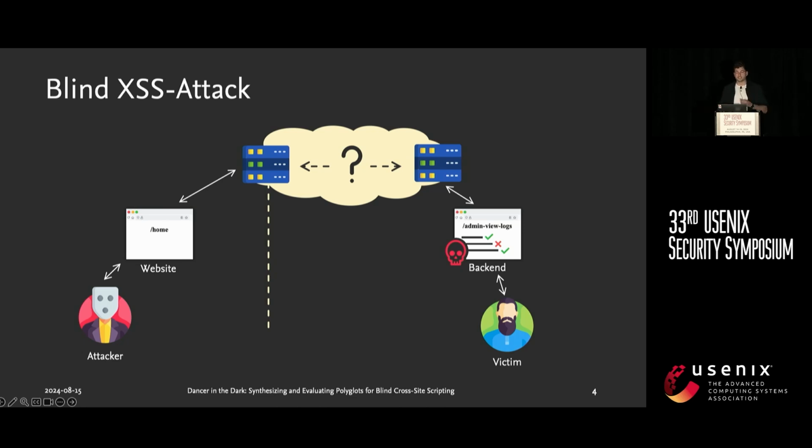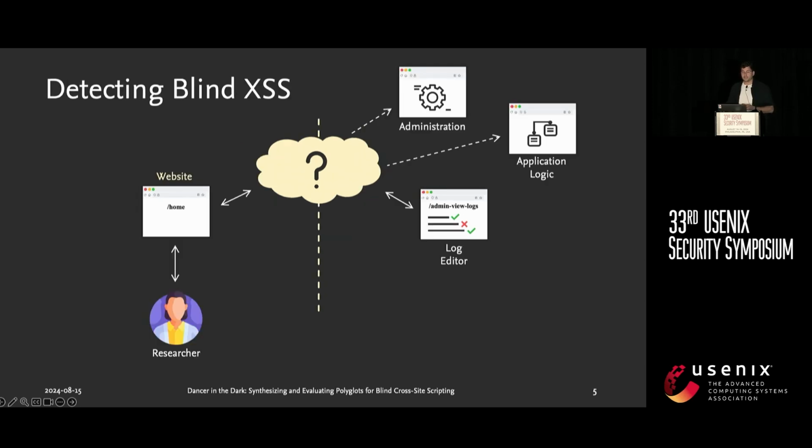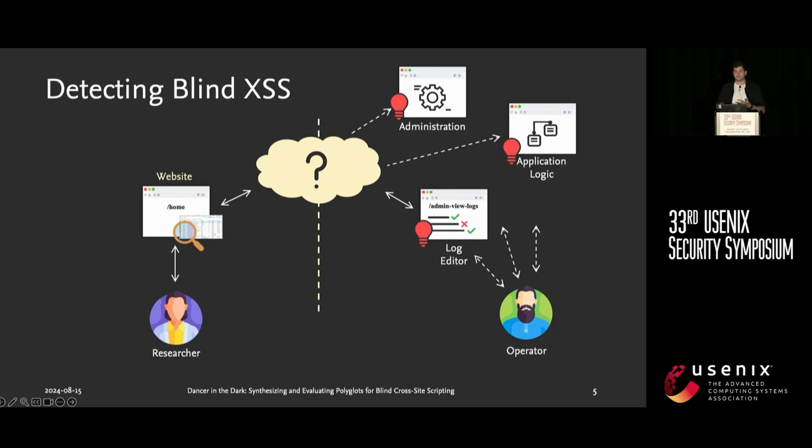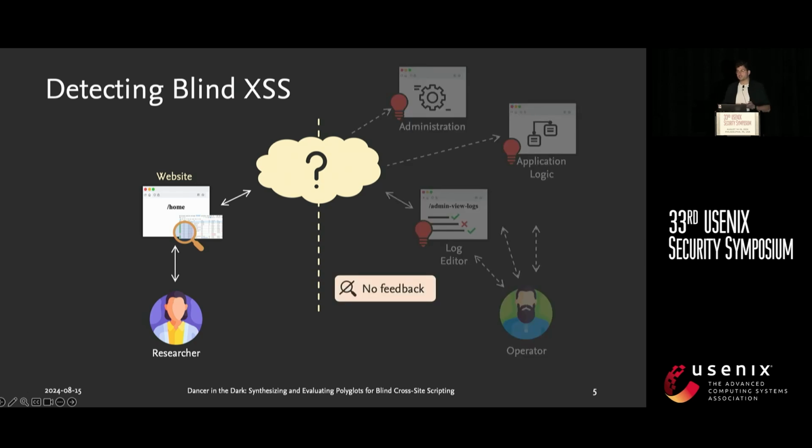So let's test for blind cross-site scripting. We have our researcher, and they can inspect the front end just as usual, right? And they might have a general idea of a backend, but there's no feedback channel, so they cannot inspect the responses the operator gets from these tools, which is a problem because now our bread and butter of cross-site scripting detection does not work anymore, as we have no feedback, so we are essentially blind. So then, how do we deal with this?